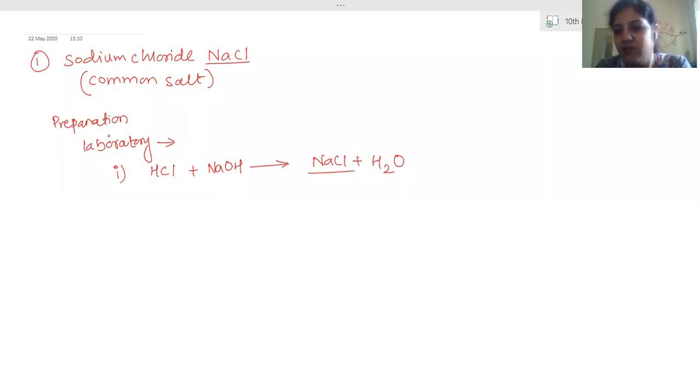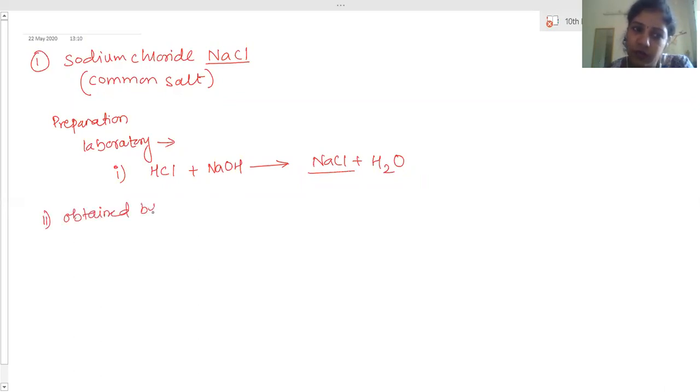Sodium chloride is found in nature in large quantity in seawater. So from evaporation of seawater, we can obtain sodium chloride. Commercial preparation of sodium chloride is done by evaporation of seawater, because seawater consists of more common salt than any other source.